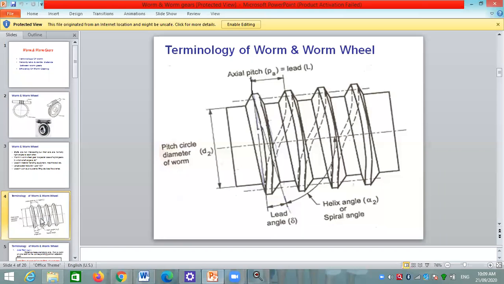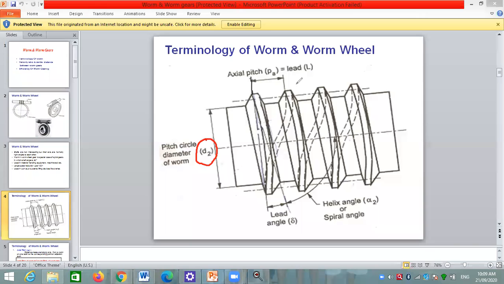Then terminology of the worm and worm wheel. See here, some terminology is used. This is the worm. This is a rod type mechanism or a screw type mechanism. And here the terminology used, first is pitch circle diameter. The pitch circle diameter D2 is the pitch circle diameter of the worm.